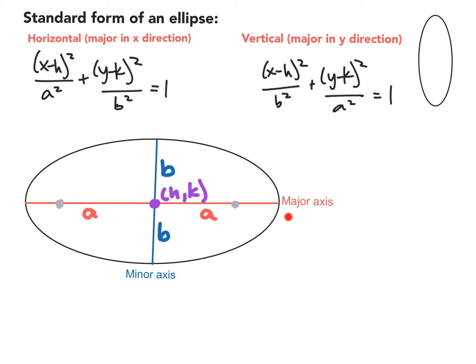a is always on the major axis. This is a and this is a. And b is always on the minor axis. So if it's a horizontal ellipse, or an ellipse that opens up in the x direction, then the x is going to get the a, the bigger number. If it's vertical, then the y is going to get this a, and a will always be larger than b.